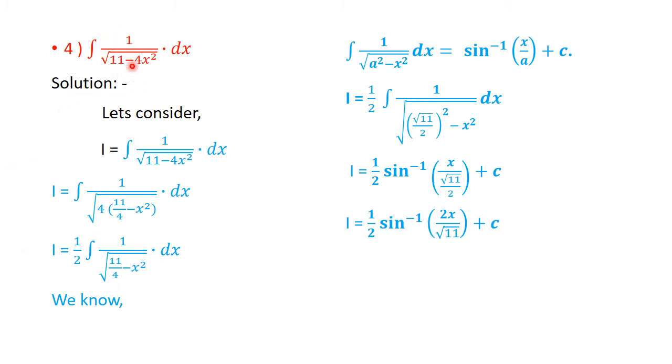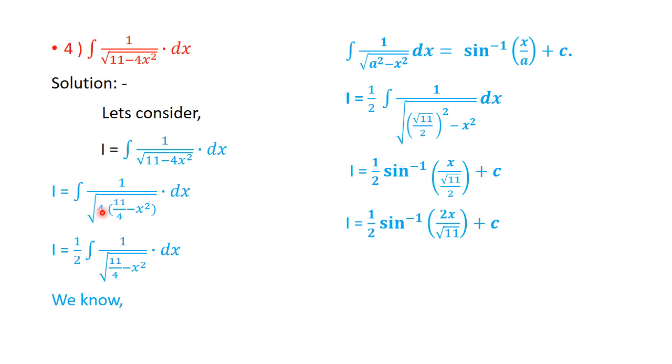Now students, let us see one more example, that is integration of 1 by under root 11 minus 4x square. Okay, now here in this integral 4 is again a multiple of x square. We have to take it outside. So how do we take it? Taking it in this way as a multiple, the remaining terms reduce to the form 11 by 4 minus x square.